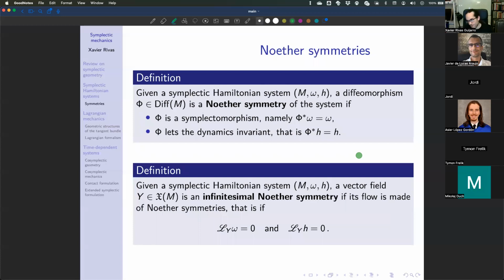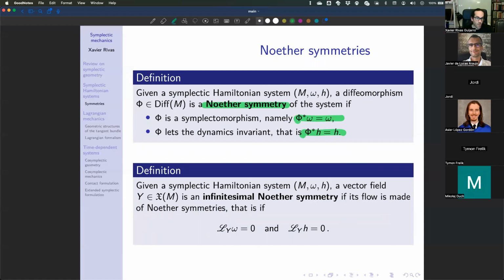But dynamical symmetries are okay. They have nice properties, but they don't give us conserved quantities from Noether's theorem in general. So we have to define, let's say, a stronger notion of symmetry. So we will introduce Noether symmetries, which are the symmetries preserving what? Well, preserving the symplectic structure and preserving the Hamiltonian function.